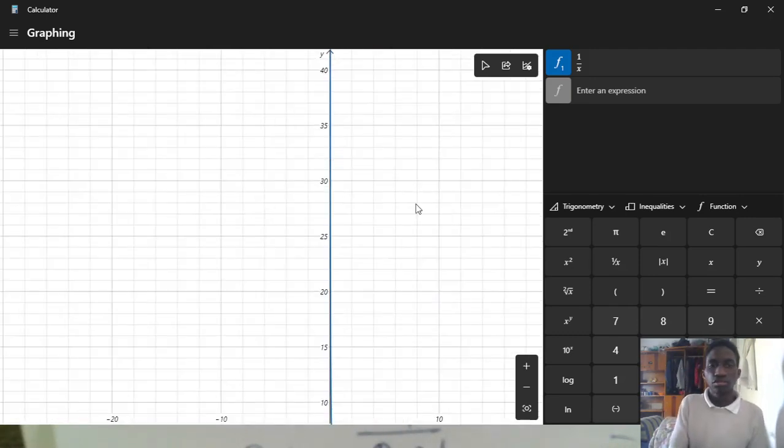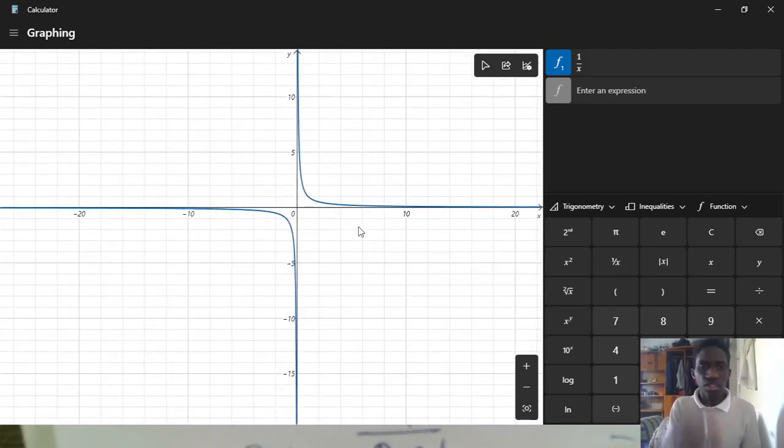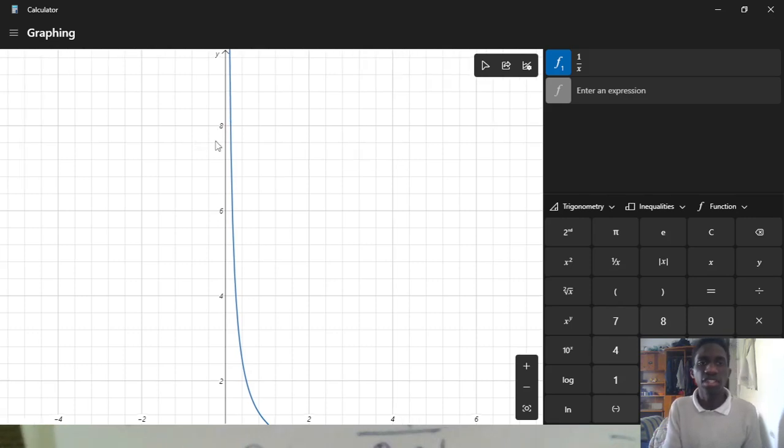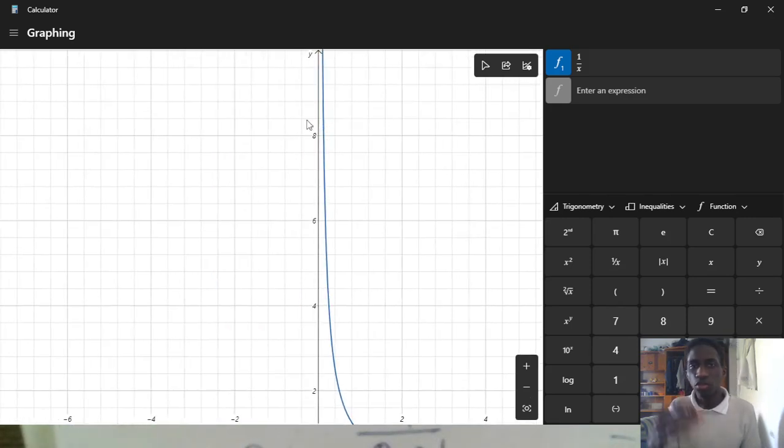So they never meet. They never meet. So this is called a vertical asymptote. More on this in a later video, discussing vertical and horizontal asymptotes.